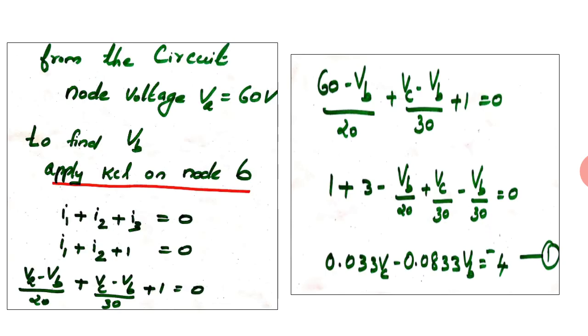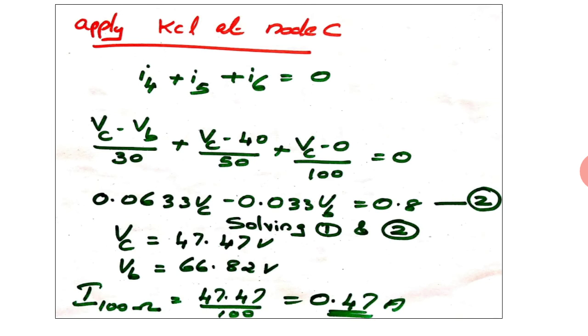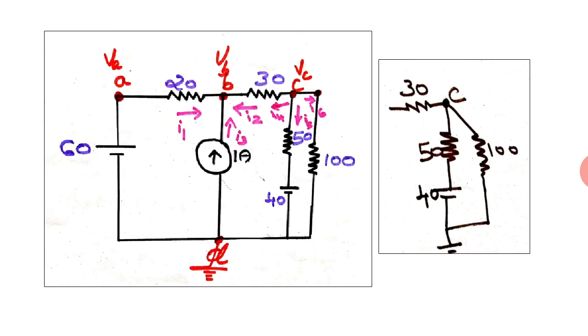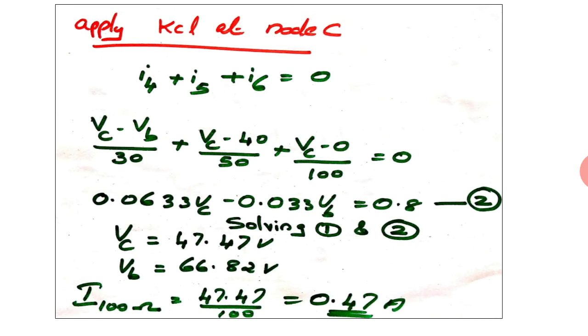Okay, that is what we need to consider. So I4 plus I5 plus I6 equal to 0 is the equation at node C. Then solving equations 1 and 2, obtained from nodes B and C, we will obtain VC and VB.